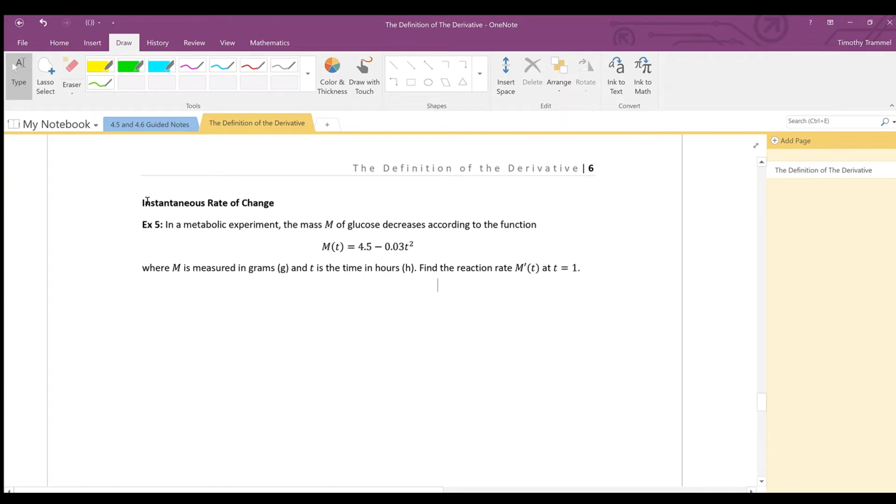In these next couple examples, we're going to be thinking about the derivative as our instantaneous rate of change. So let's look at this first example here. In a metabolic experiment, the mass m of glucose decreases according to the function m of t equals 4.5 minus 0.03 t squared, where m is measured in grams and t is the time in hours. Find the reaction rate m prime of t at t equals 1.